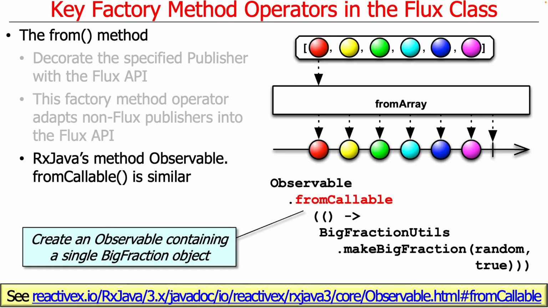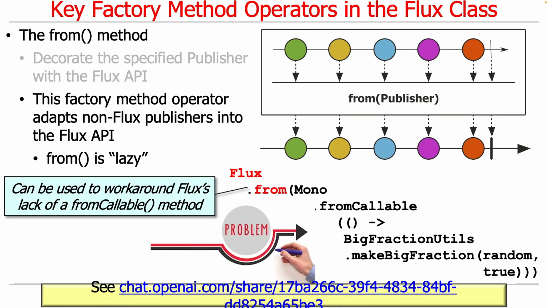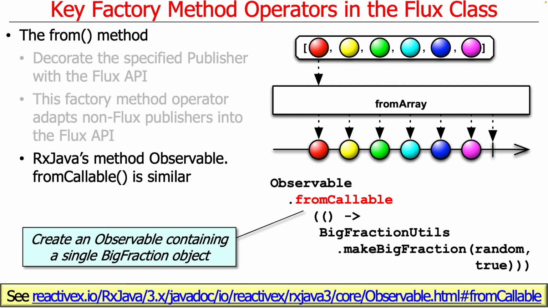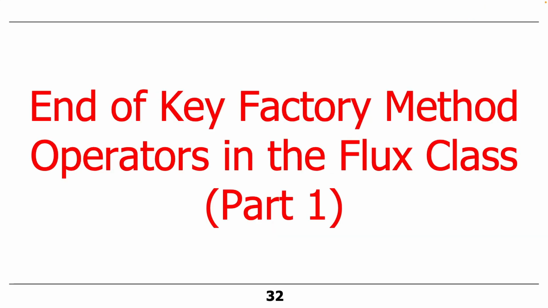As you can see, RxJava has a fromCallable method that's similar. They don't have that in Flux, but you can do it easily with observable. I like the observable fromCallable. It's a very nice abstraction. And you can see it's a little bit simpler. This is a bit more convoluted with Flux.from, but fromCallable works very nicely. So that's the end of the discussion of the first round of factory method operators in the Flux class.